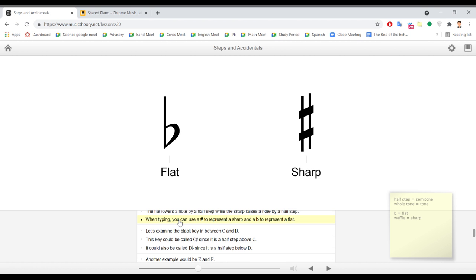Yes, when you're typing, you can use the hashtag symbol to represent a sharp and the letter B to represent a flat. This can be a waffle or a hashtag. You can just use it anyway.